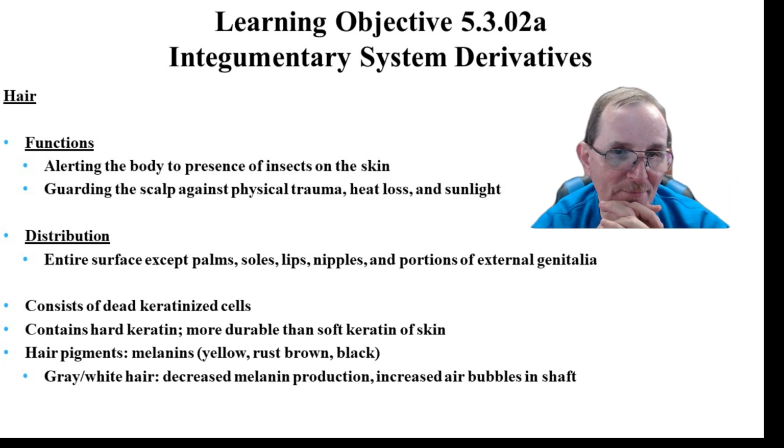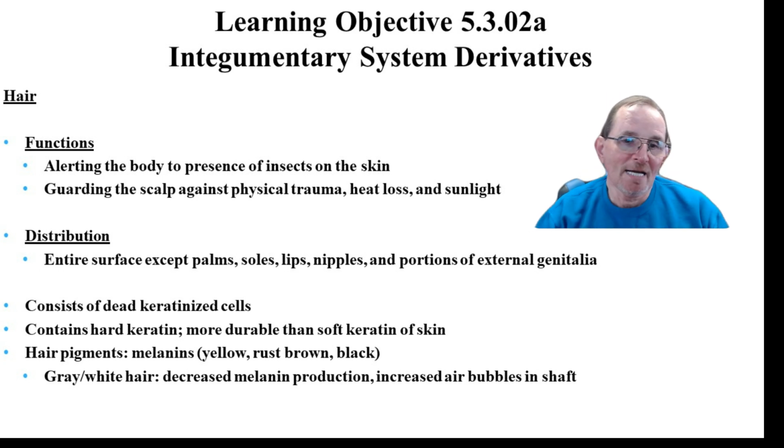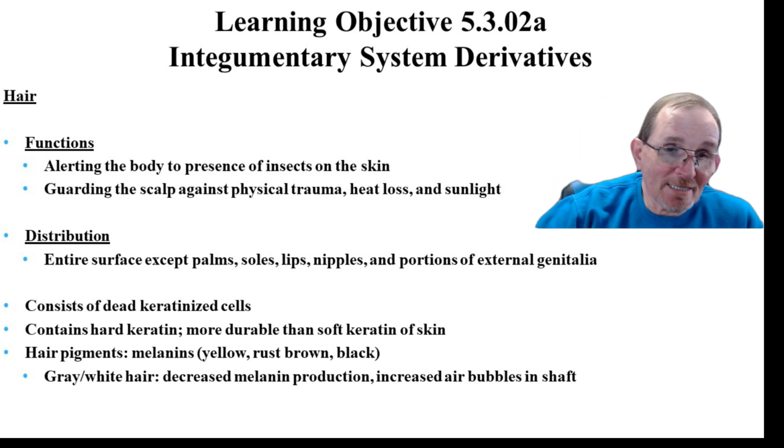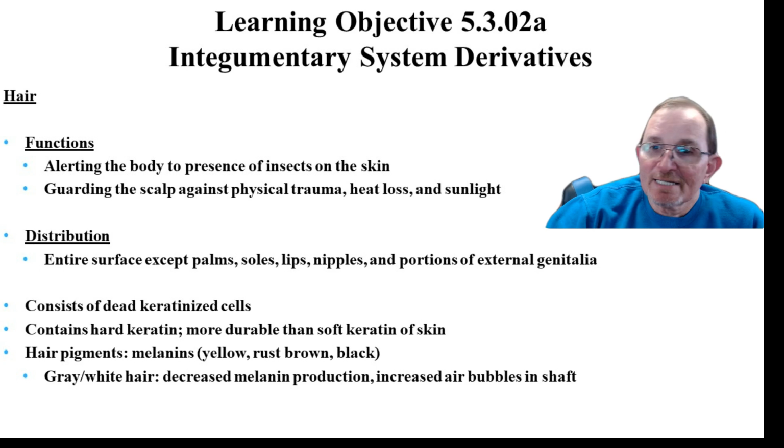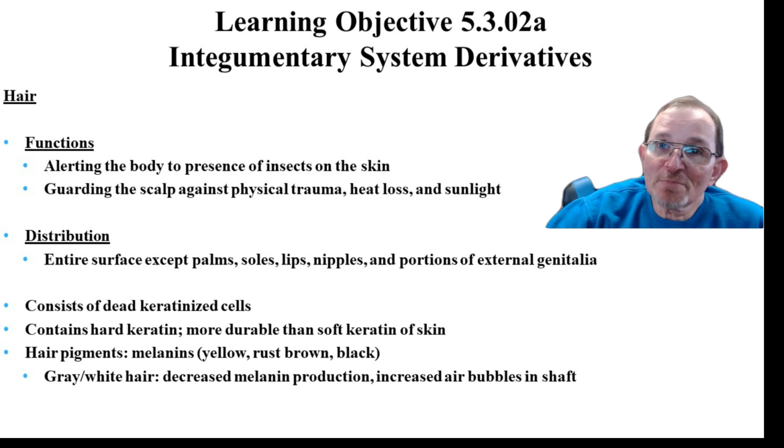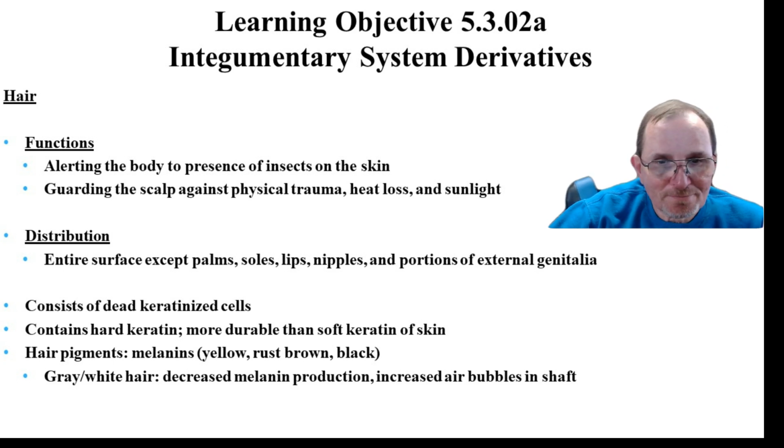We'll talk about that. Hair, like the outer layer of the epidermis, is dead keratinized cells, but it has a hard keratin, which is a little bit more robust than the soft keratin we have in our skin. There are pigments with hairs. There's yellow, there's rust brown, and there's black, with gray and white hair being simply when the hair stops making the hair pigment.